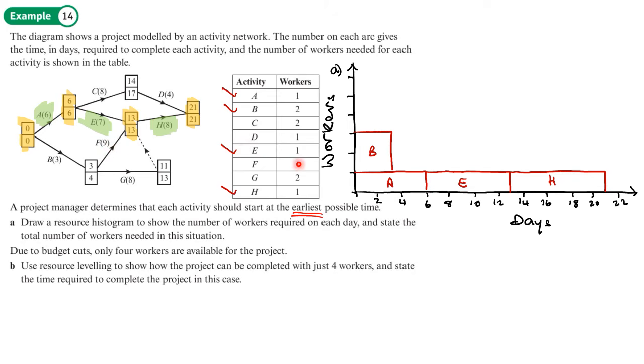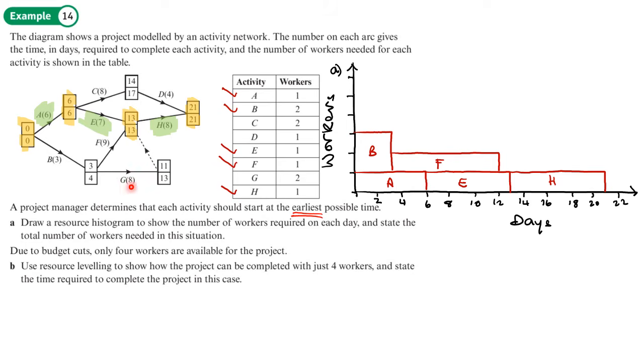F requires 1 worker and it has a duration of 9. If I do 3 plus 9, I get 12, so it's going to finish at 12. So be careful, don't look at that number there. It's actually going to finish earlier than that. It's going to finish at 12. So F, 1 worker, slot that in there, finishing at 12, so put F in there and we'll tick that off.